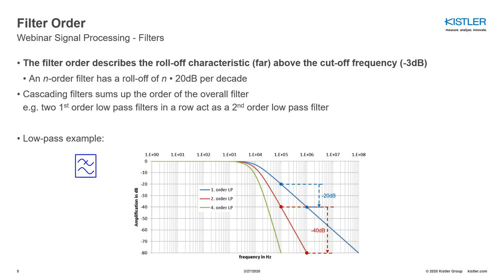When cascading filters, we have to know that for the roll-off characteristic of the overall filter, we can sum up the orders of the cascaded filters. So as an example, if you are cascading 2 first order low pass filters, we end up with a second order low pass filter.